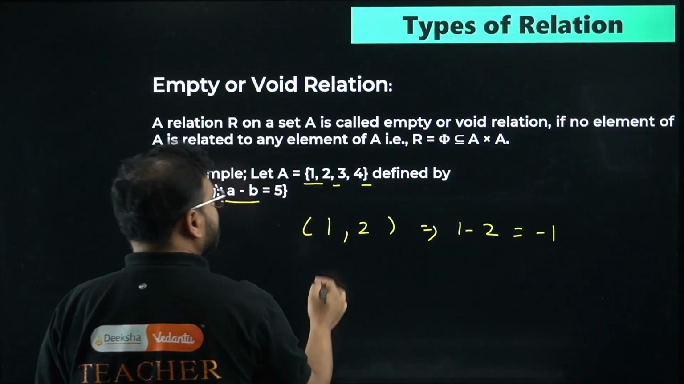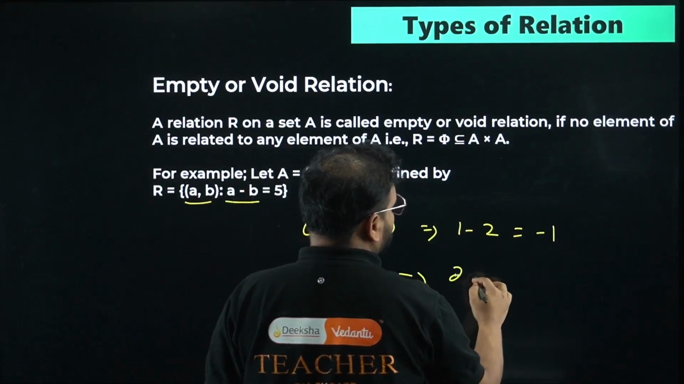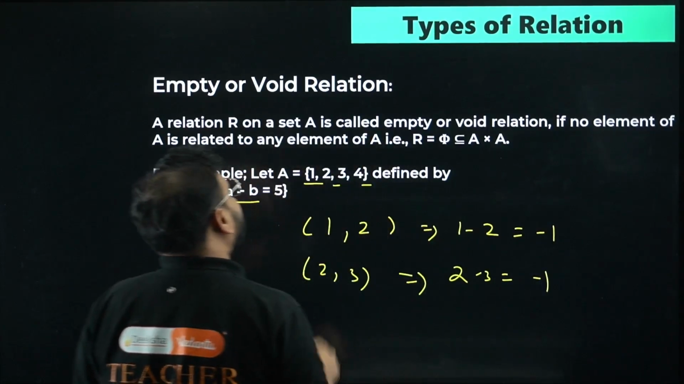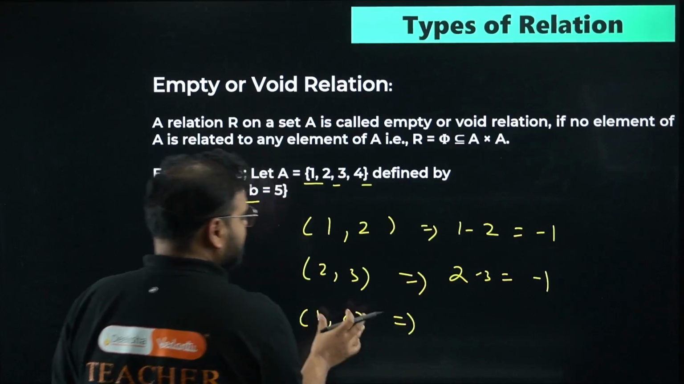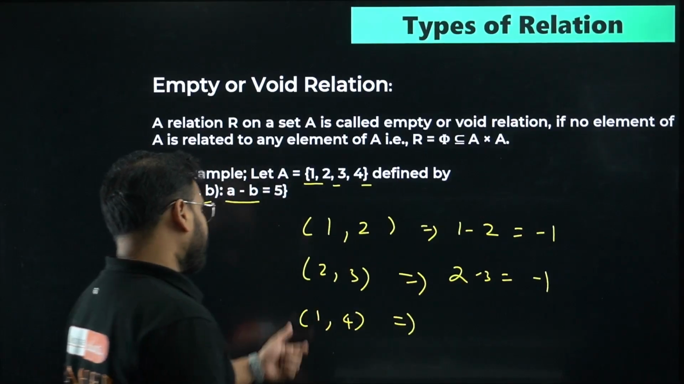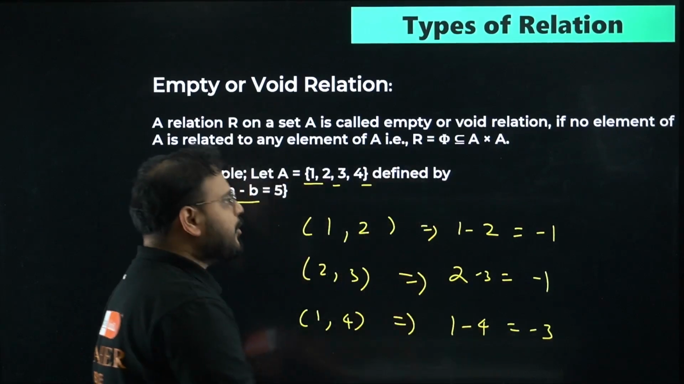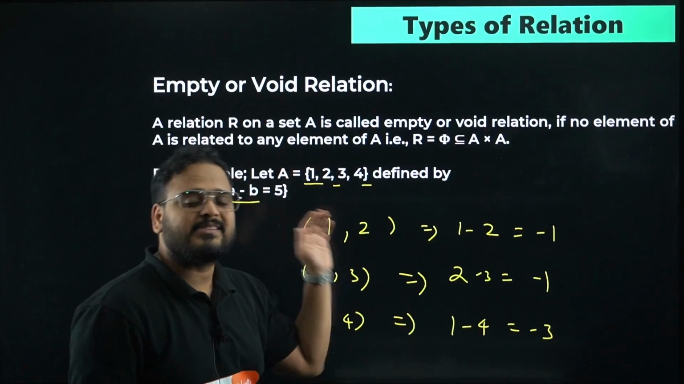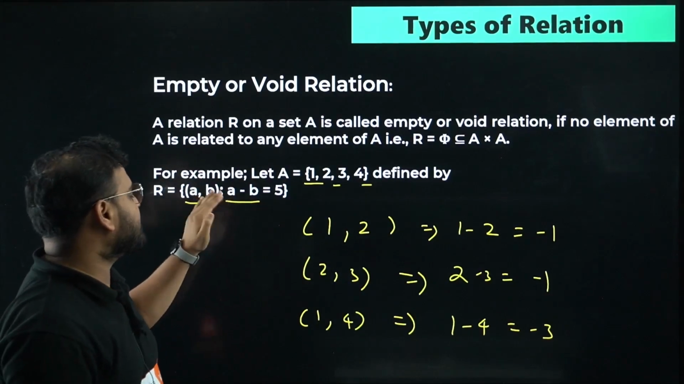If I take, let's say, another pair (2, 3), I get again 2 minus 3. How much is this? Minus 1. If I take (1, 4), let's say the smallest and the largest value in this given set, the answer is again minus 3. So any element you take in this given set A, there's no way you can get this difference as 5.